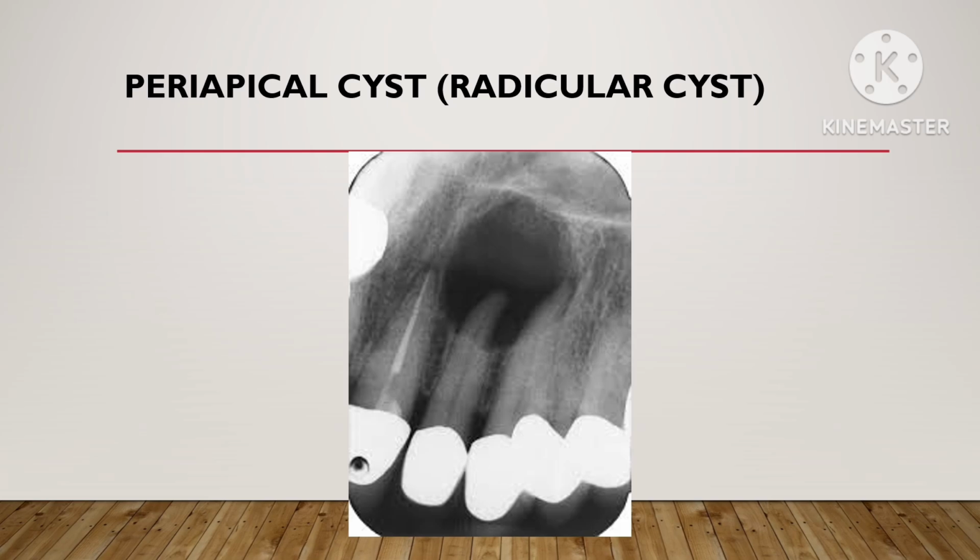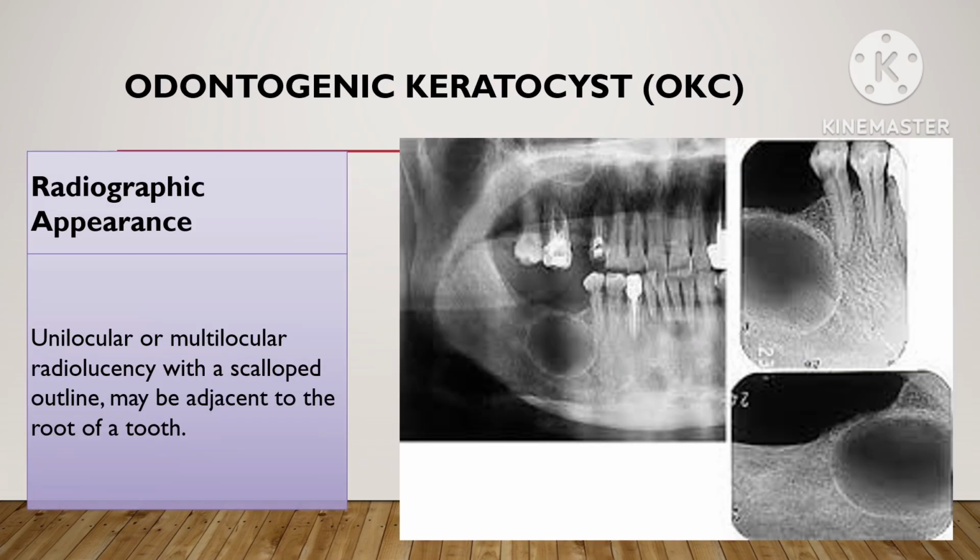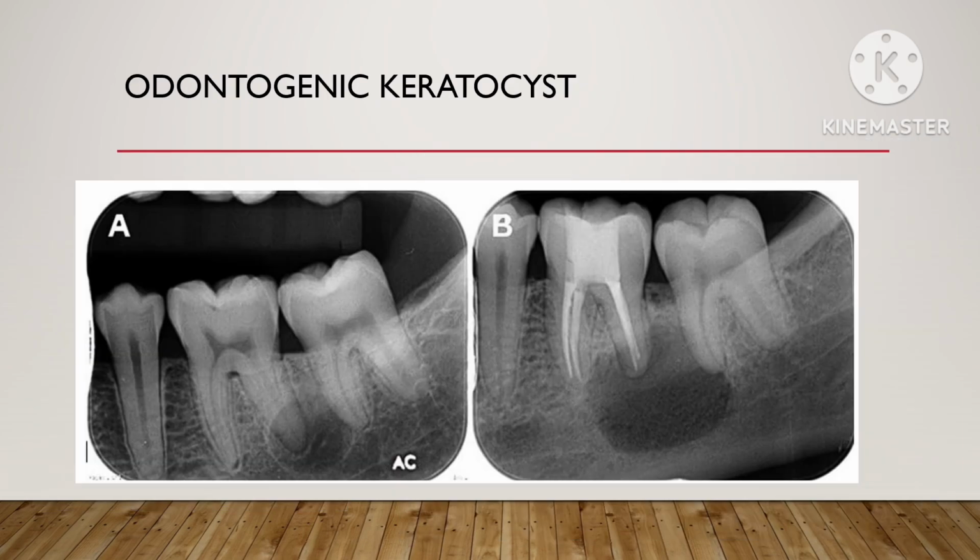The second cyst we'll talk about is the odontogenic keratocyst, which is now referred to as keratocystic odontogenic tumor due to its aggressive and recurrent nature. It arises from the dental lamina, which is the remnants of embryonic tissue that forms the teeth. Most commonly, it is found in the posterior mandible but can extend to involve the periapical area as well. It appears as a well-defined radiolucent lesion on the radiograph with a smooth or scalloped border. It can be unilocular or multilocular in nature.